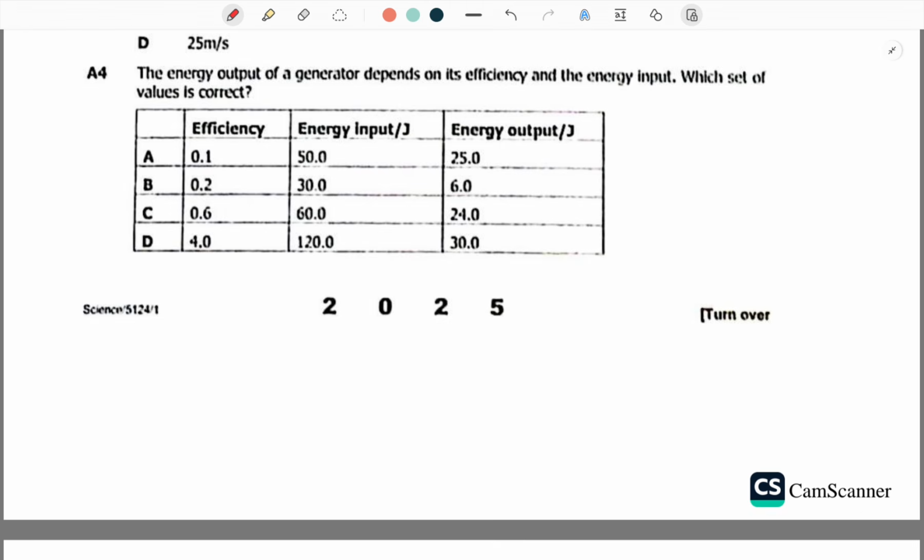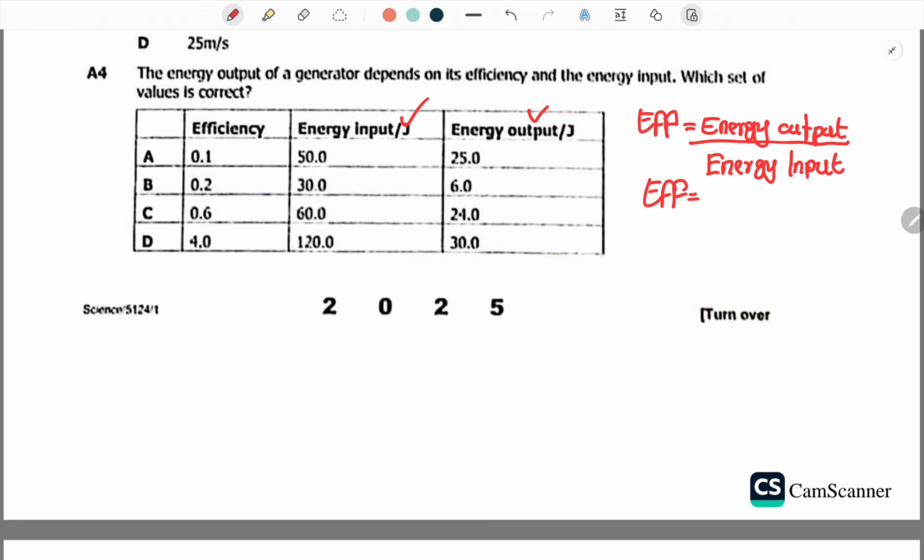Okay, so basically, we know that efficiency is just energy output over the same energy which you are generating in, or energy input. Okay, so now you need to test the values. If you test the values, this is your energy input, this is your energy output.